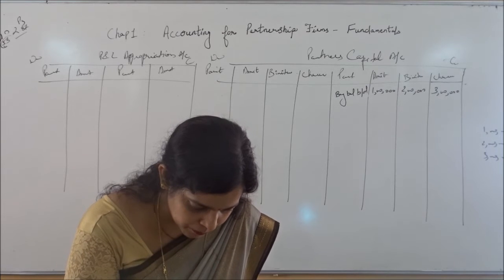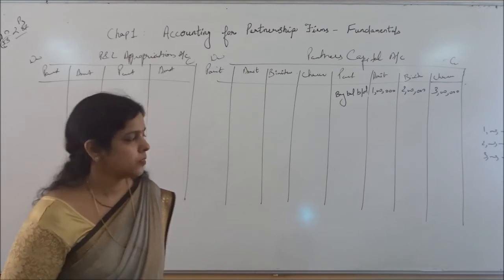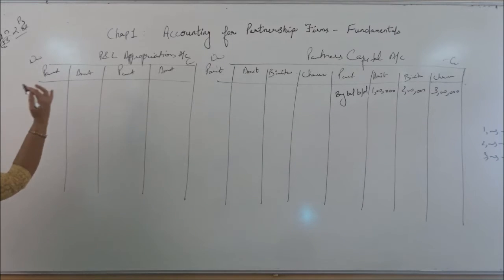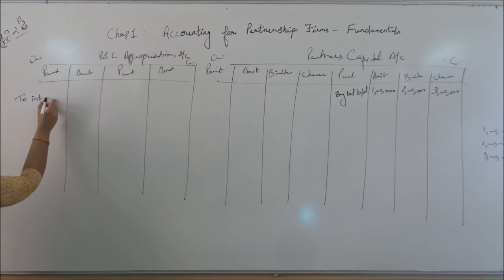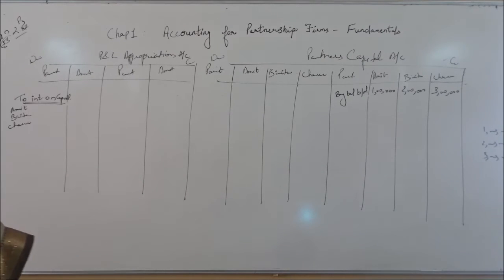Now see the first item. They would receive interest on capital at the rate 5% per annum. How much will the interest on capital be? 5% per annum. Interest on capital will be given to the partners. This is an expense for the firm, so it will come in the debit side. Interest on capital: Amit, Binita and Charu. Find out the 5%. How much is it coming? See, calculate. Calculate on your own. 1 lakh, 2 lakh, 3 lakh. Find out the 5%.